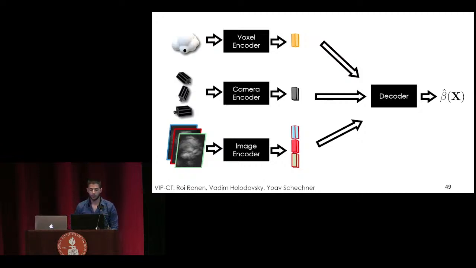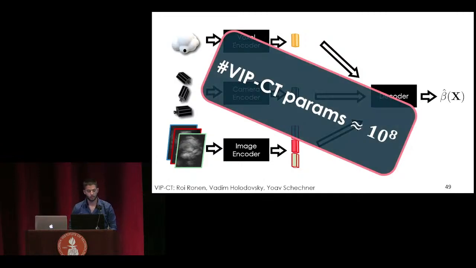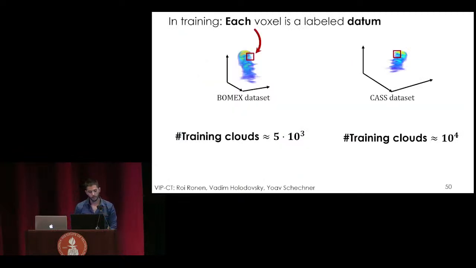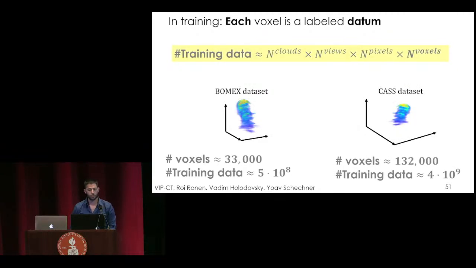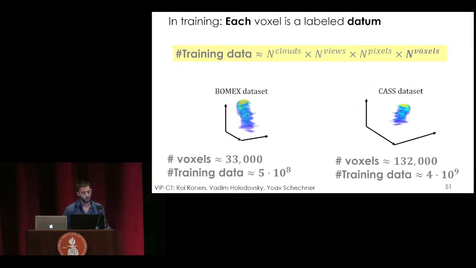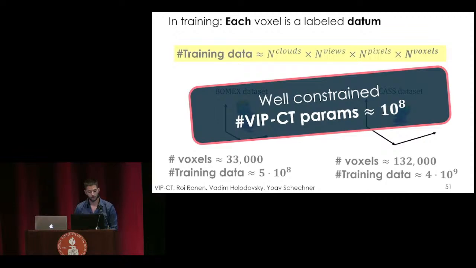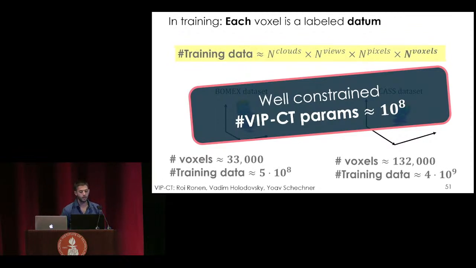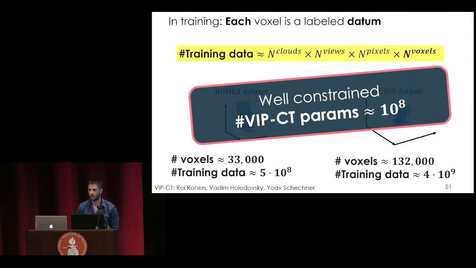But how can it work? This learning-based system has so many parameters to learn. The reason is the architecture, which makes training efficient. Recall that our architecture deals with each voxel independently. The number of labeled training data items scales with the number of voxels. This enables well-constrained training, even though the number of learned parameters is very large.